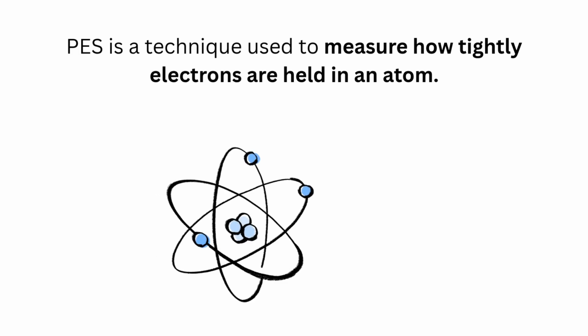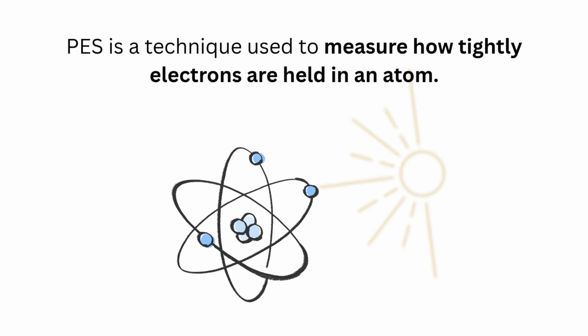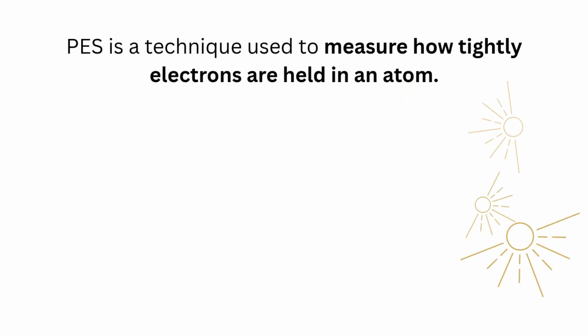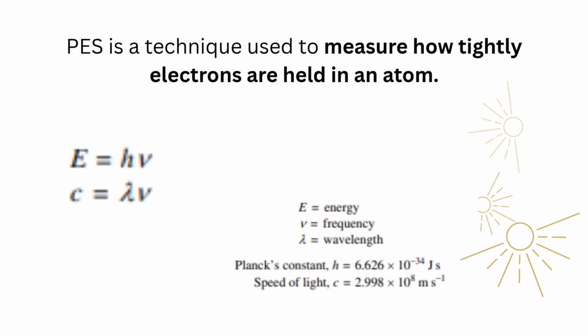It works by firing high energy light, usually UV or X-rays, at atoms. The light knocks electrons out of the atom, but only if it has enough energy. Each photon of light carries a specific amount of energy calculated by E = hν, where E is the photon's energy in joules, h equals 6.626 × 10^-34 joule-seconds, also known as Planck's constant, and ν is the frequency of the photon in hertz.